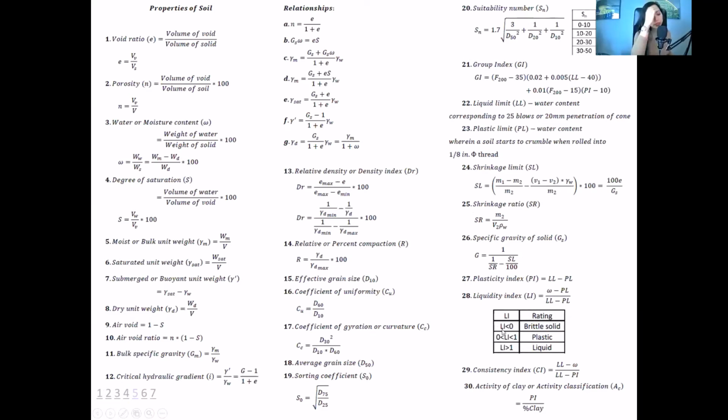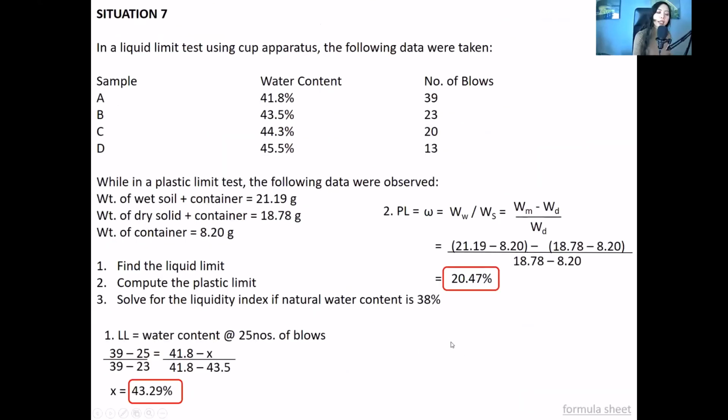If your liquidity index is less than 0, of course, it's brittle solid. Kulang yung moisture content mo, masyado siyang brittle. Kung yung liquidity index mo is between 0 to 1, it is plastic. If it's more than 1, it is liquid. Patubig na, ibig sabihin. Okay? Ba, napakabilis naman ni Engineer Roman magsagot. Pero, let's try it among ourselves.